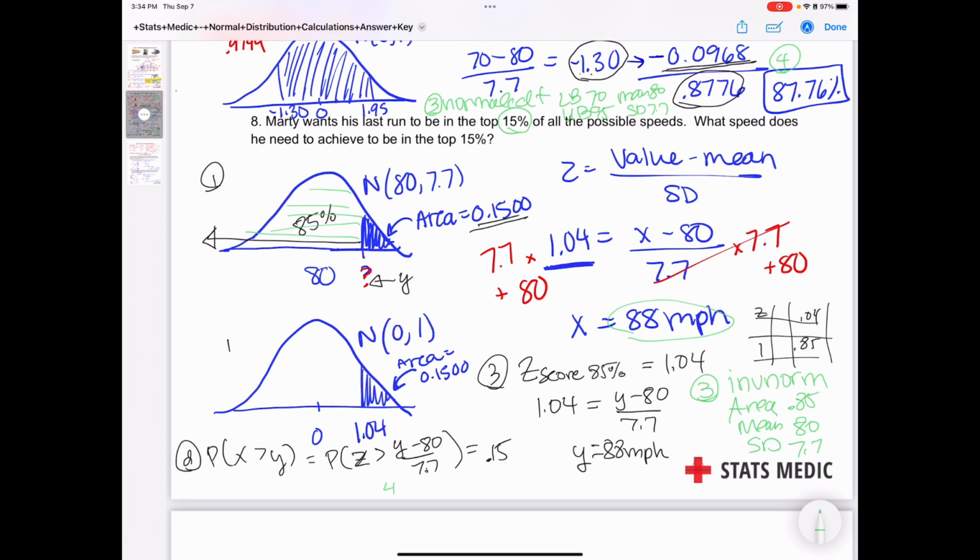And then step 4 would be the conclusion, where you say Marty wants his last run to be in the top 15%, which is a minimum speed of 88 miles per hour.